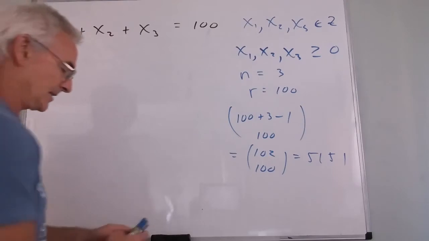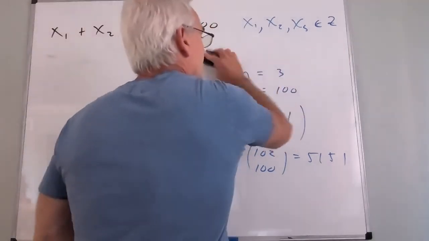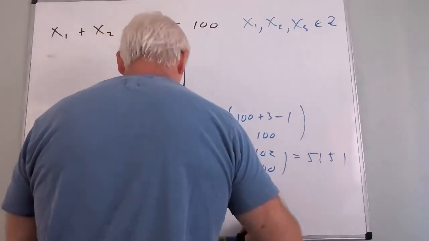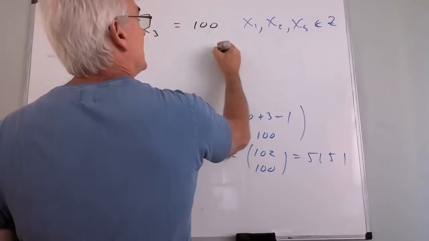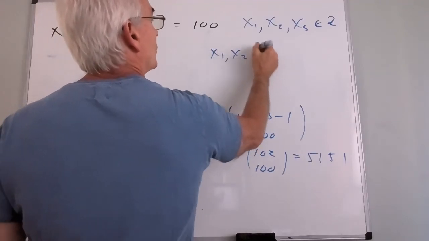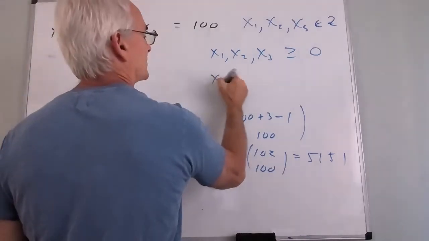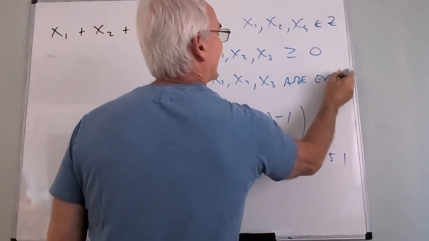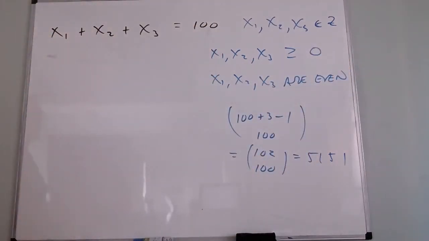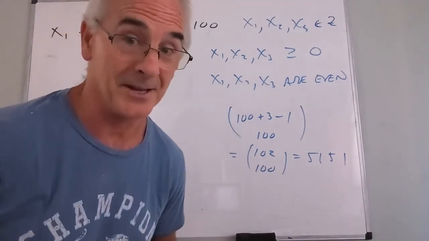Now, with that said, let me throw one more restriction at you, just again, we're having some fun with this one. Again, integer solutions. But now x1, x2, x3 are all in Z, and x1, x2, x3 are greater than or equal to 0. Well, that's the same one we just did before. And x1, x2, x3 are all even. So I can't do 1, 1, 98. I could do 0, 2, 98.